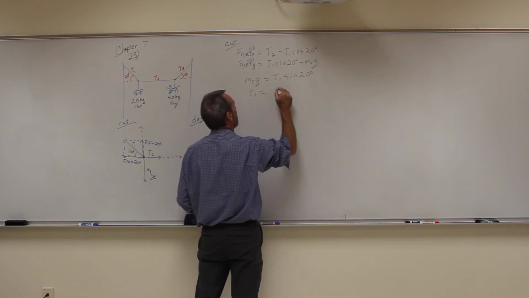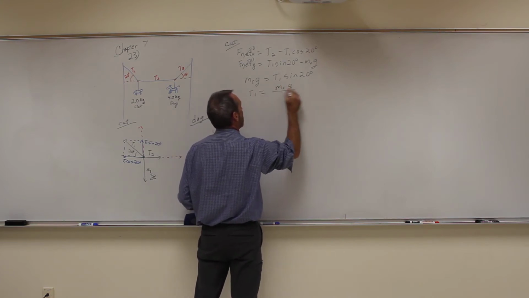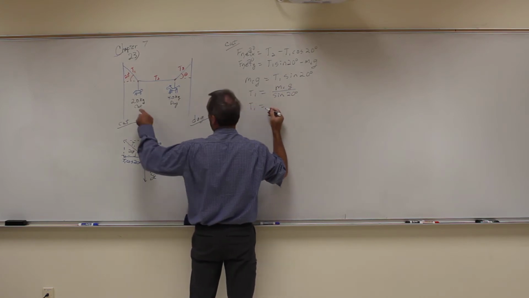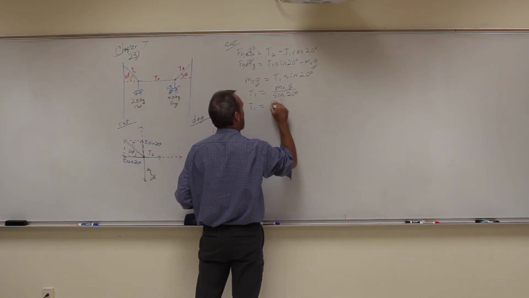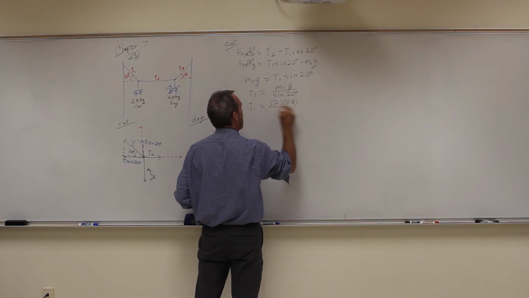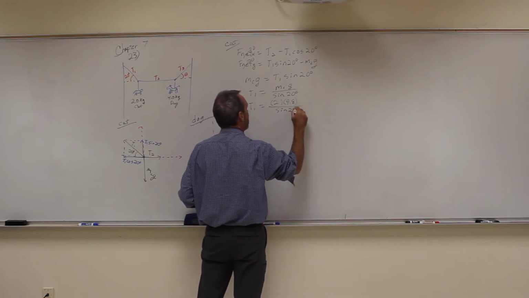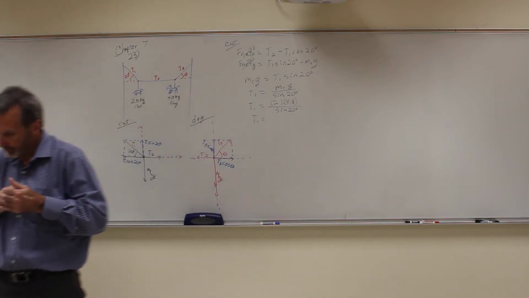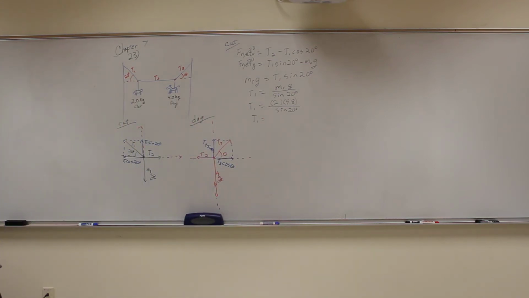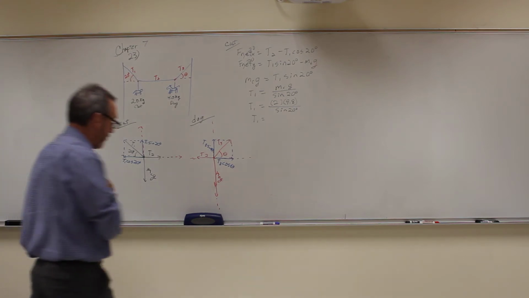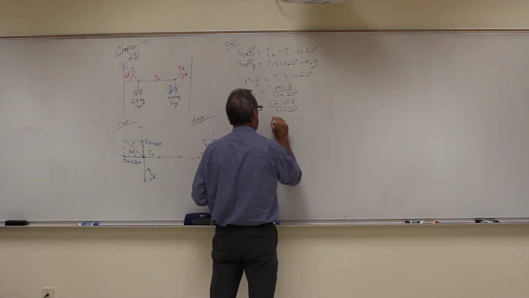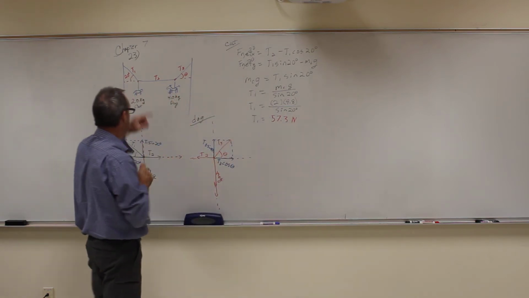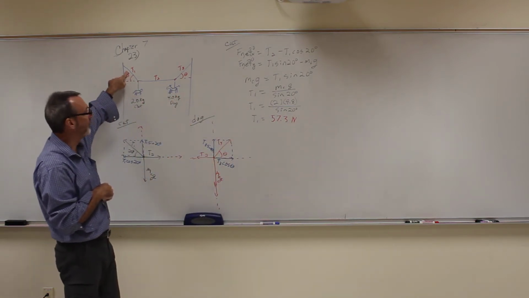So T1 is going to be m_c g over the sine of 20 degrees. And when I do that, I know the mass of the cat is 2 kilograms times 9.8 divided by the sine of 20 degrees. I get T1 is equal to 57.3 newtons. So I figured out the tension in rope 1.